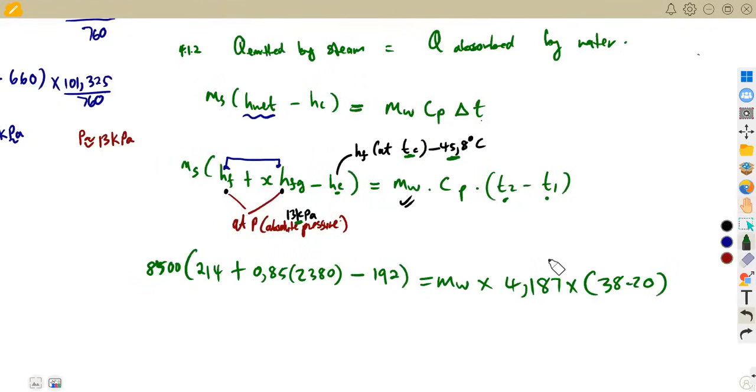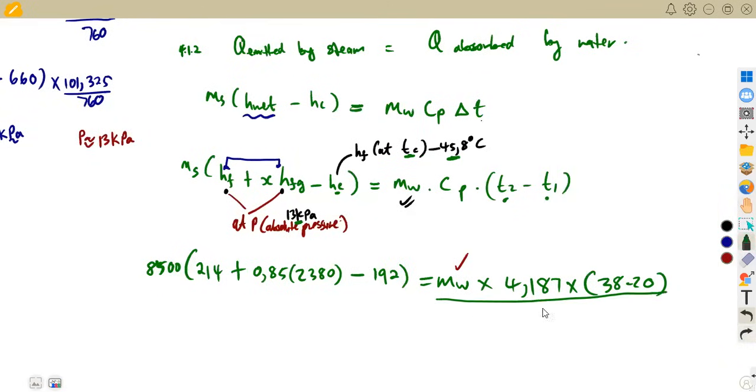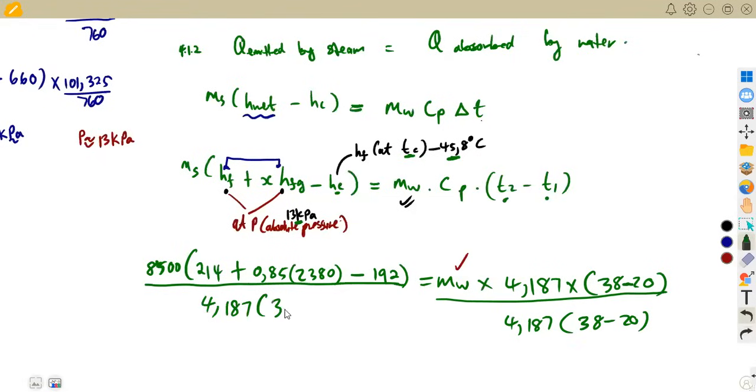You're going to obtain the mass of water from here. Either you combine this and also combine this, then you divide, or you can just divide at once. If you divide this side by 4,187 into 38 minus 20, you divide both sides, also this side here by this part, which is 4,187 into 38 minus 20. This will cancel, and also this bracket will cancel. We remain with the mass of water in this case.